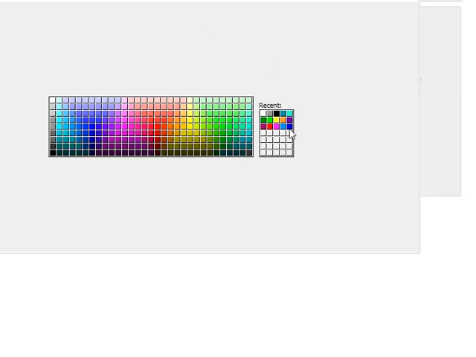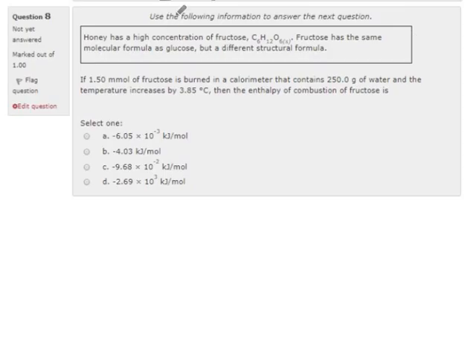Okay, what do we got now? Honey has, okay, we've seen this before. What are they going to do with it now? Honey contains a lot of fructose, which is fruit sugar. Fructose has the same formula as glucose, so they're both C6H12O6, but the way that they're arranged is a little different in glucose and fructose. And they say if we burn some fructose in a calorimeter that contains 250 grams of water and the temperature increases, we've seen this before, haven't we?